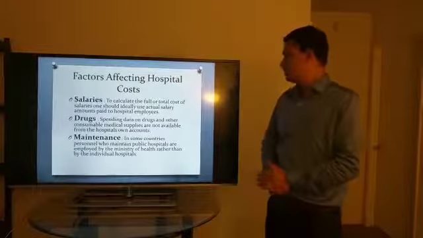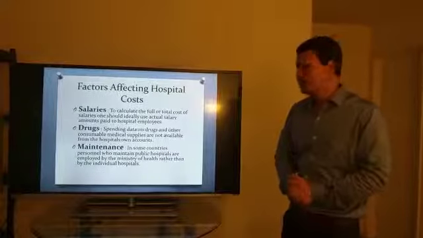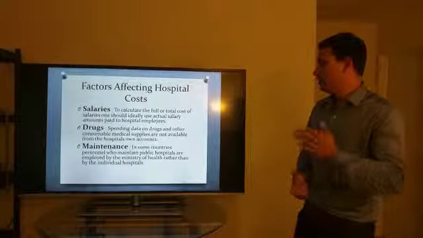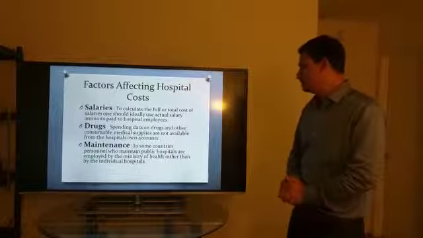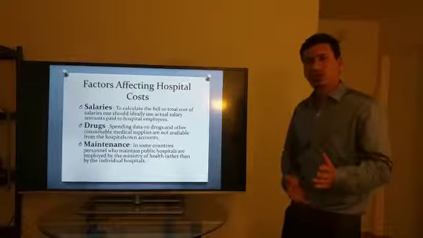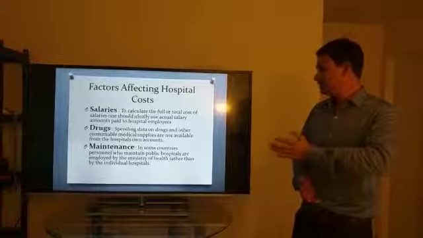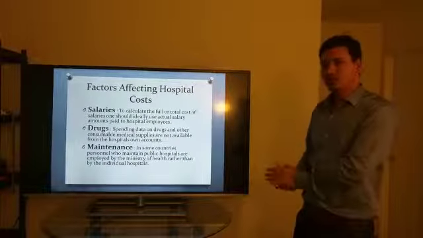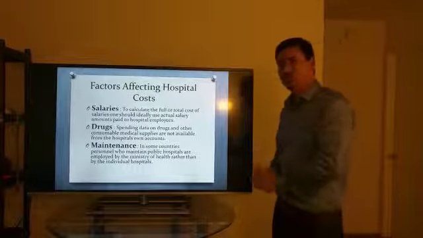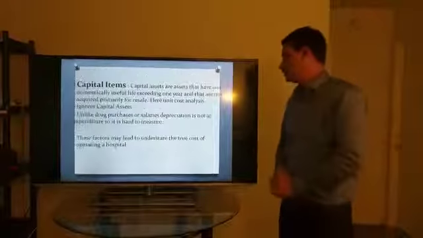Spending on drugs: hospitals are related to medicines, so they spend on drugs and medical supplies. And the maintenance. In some countries, personnel who maintain public hospitals are employed by the Ministry of Health rather than individual hospitals. So the maintenance is taken care of by the Ministry of Health rather than the individual hospital. This is also another factor affecting the hospital cost.